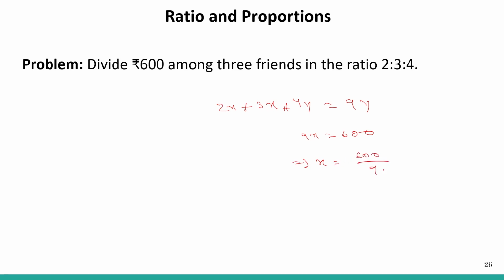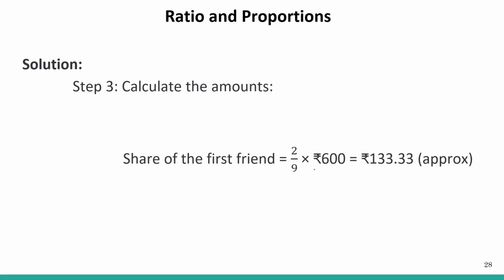600 by 9. So this will be equal to 200 by 3. That is equal to what? 66.333. Okay. So for x it is this. So for 2x, for 3x, for 4x, let's see what will happen.